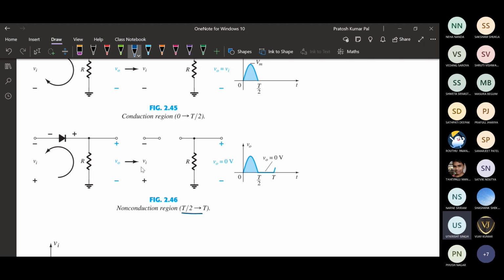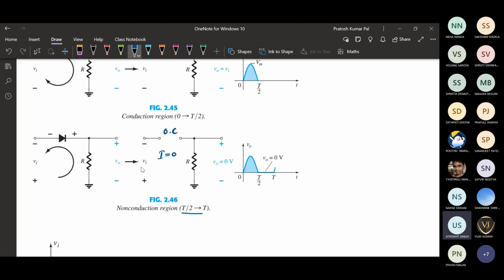Once it is a negative voltage, this diode will be reverse biased. If it is reverse biased, it will behave like an open circuit, and if there is an open circuit, there will be no current. So the current that is flowing is zero. If the current flowing through this is zero, then R multiplied by the current will be equal to the output. That current is zero, so the output will also be zero.